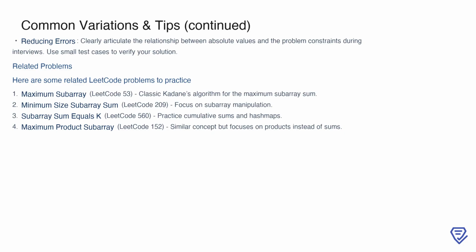If you're looking to further solidify your understanding, there are several related problems you can practice. For instance, LeetCode 53, Maximum Subarray, is a classic example of Kadane's algorithm applied to find the maximum subarray sum. LeetCode 209, Minimum Size Subarray Sum, focuses on subarray manipulation and can help refine your skills in working with subarray constraints. LeetCode 560, Subarray Sum Equals K, introduces cumulative sums and hash maps, which are useful techniques in array problems. Finally, LeetCode 152, Maximum Product Subarray, is similar to this problem but focuses on products rather than sums, and can help you adapt your approach to different variations.